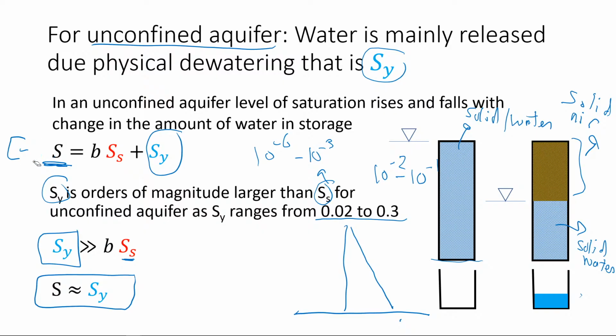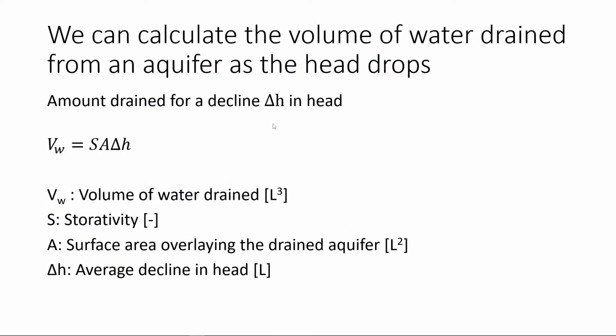So let's look at this equation again. My main storage mechanism in a confined aquifer will be through specific storage, so I will have this equation. My main storage mechanism in an unconfined aquifer will be through specific yield, so I will have this equation. Okay, simple and easy. So let's move forward.